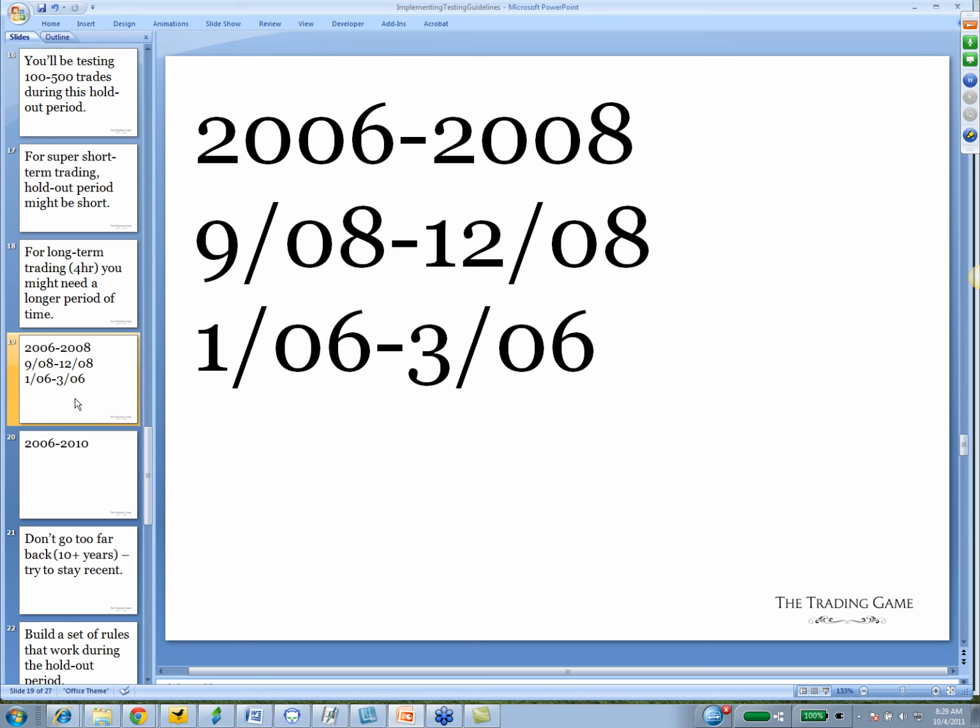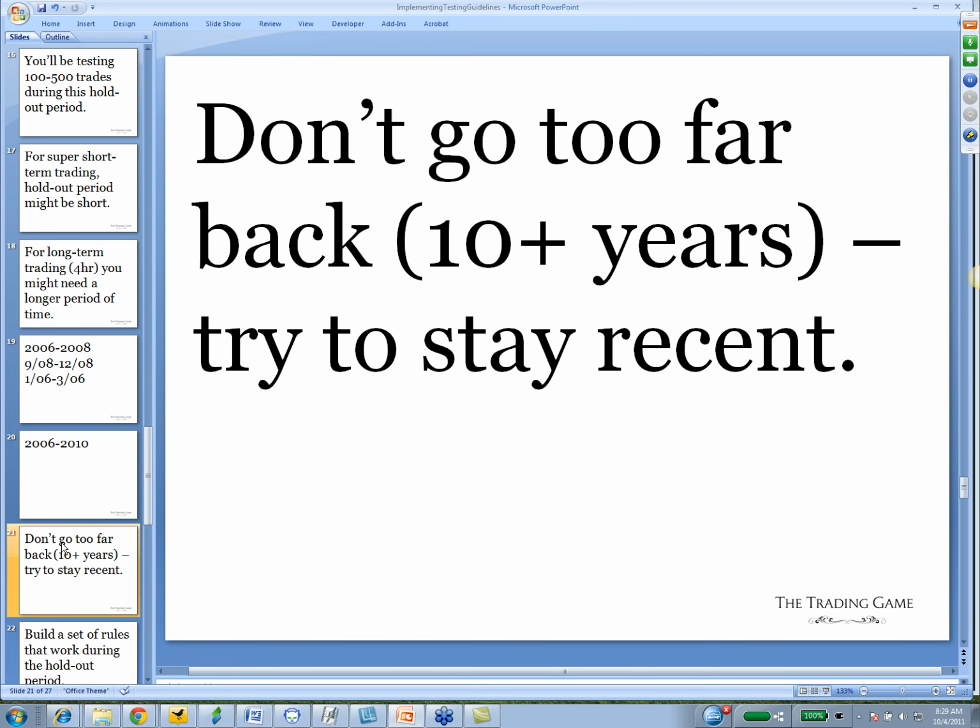A holdout period does not have to be consecutive years or consecutive months. You could choose 7 different months from 7 different years for a holdout period for a very short-term trading method. I'm not recommending that you do that, but I am recommending that you don't go back too far. You want to stay relatively recent because recent data is most likely going to approximate the volume and volatility and the number of market players that we do have now.